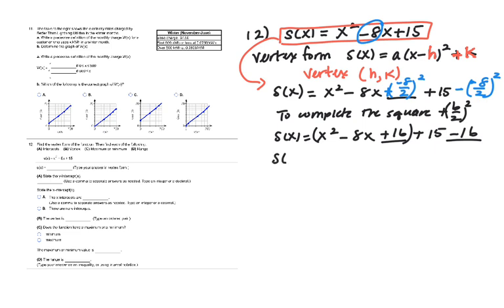So s of x is equal to x squared minus 8x plus 16, which factors as x minus 4 squared. So we have x minus 4 times x minus 4. And then here 15 minus 16 is a negative 1. Here we have it in vertex form. Now we have x minus h, which is 4, quantity squared, minus 1, which is our k. So that's our vertex form.